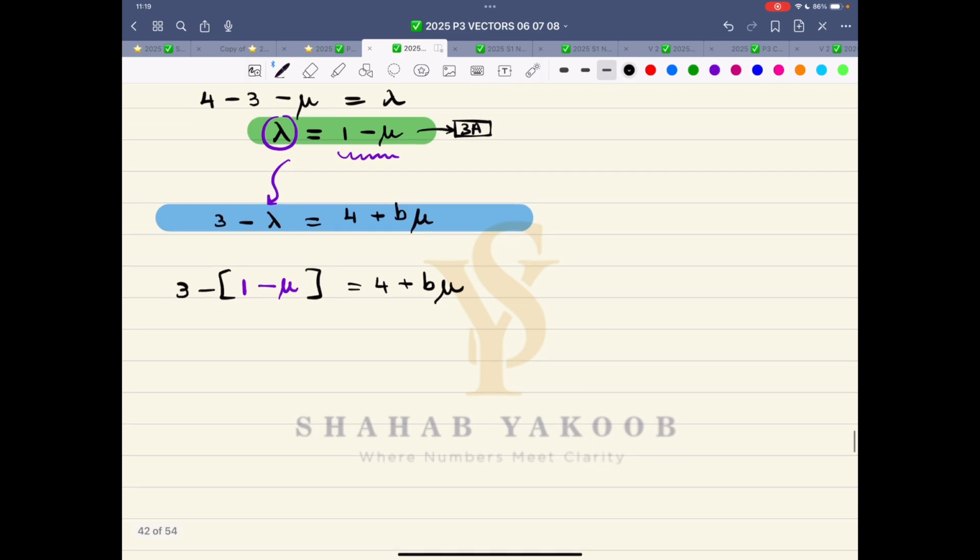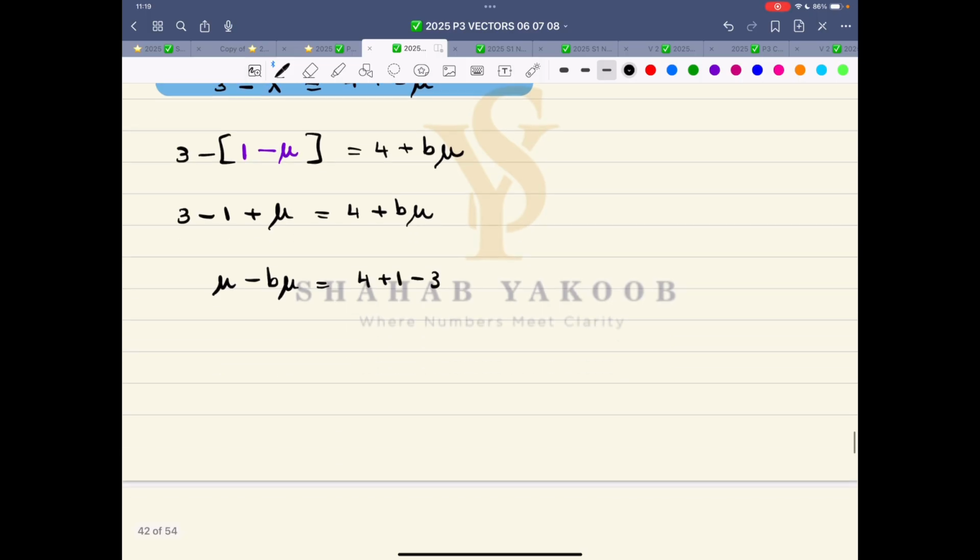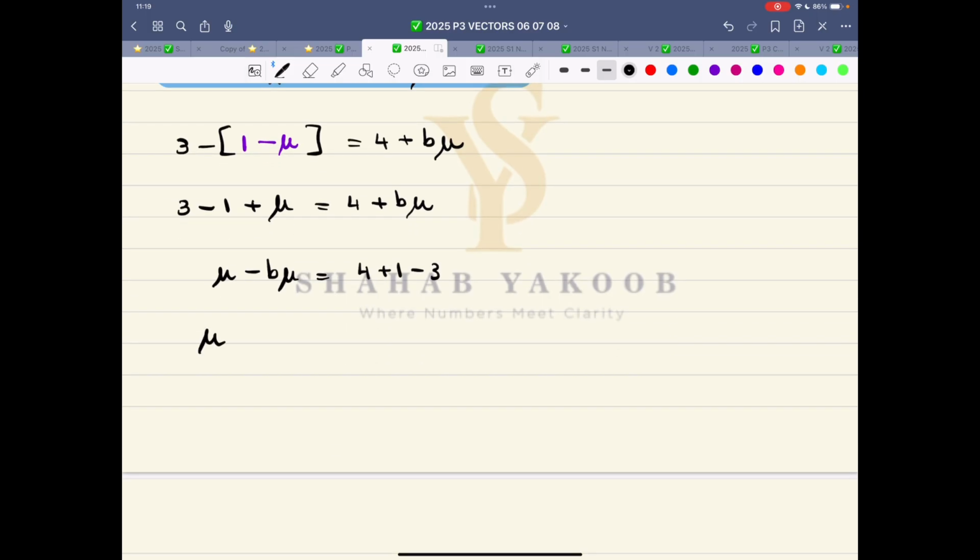So now if I expand this equation, this is 3 minus 1 plus mu equals 4 plus b times mu. And let's take all the mu's on one side. So therefore this is mu minus b mu, this is 4 plus 1 minus 3. And then this is mu common, 1 minus b, and 5 minus 3 is 2. Make mu the subject, that is 2 over 1 minus b.